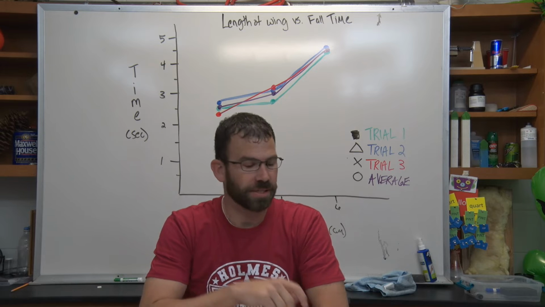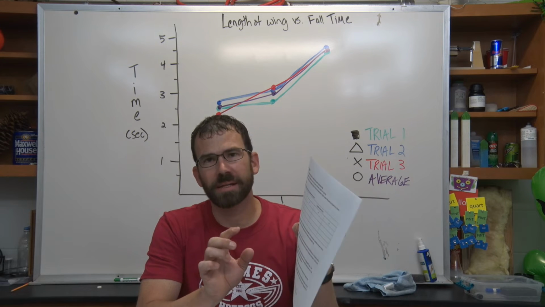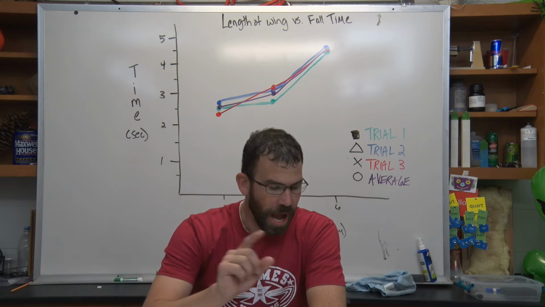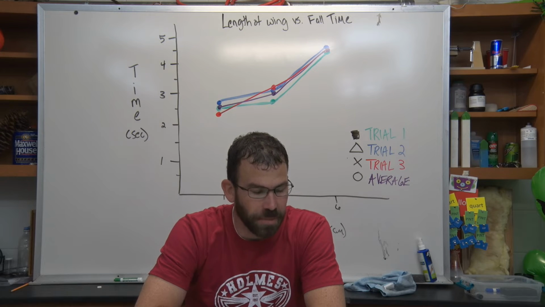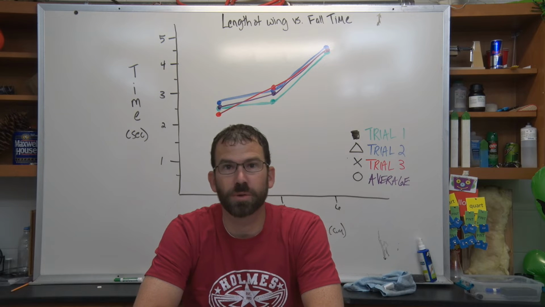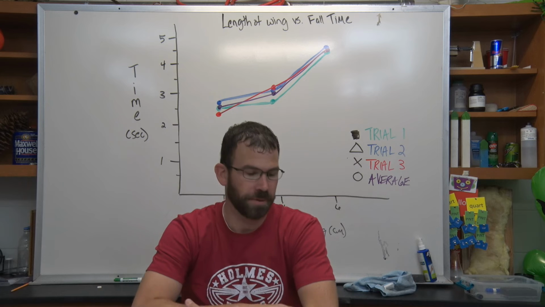Okay? And again, this is straight from the packet, and you can see that there are some things in brackets that you shouldn't include, but put your own statements in there. So I'm going to read mine. The purpose of this investigation was to see if the length of the paper helicopter wing would affect the time it took to fall to the ground. Okay, that's one nice succinct sentence on what happened.